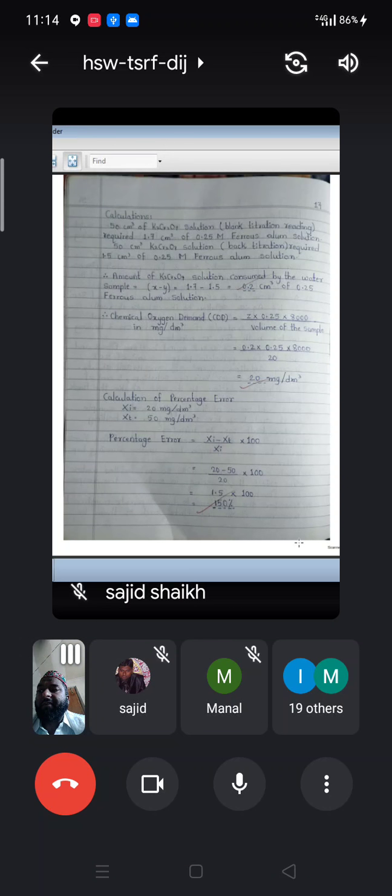Here 25 you have to write. We have taken the 25, make the correction again there. 25 you have to write. Therefore, amount of the K2Cr2O7 solution consumed by the water sample, that is x minus y, is equal to 1.7 minus 1.5 is equal to 0.2 cm cube of 0.25 molar ferrous alum solution. Therefore, COD, chemical oxygen demand in milligram per dm cube, will be the Z. Z is nothing but that difference into 0.25 molar into 8000 divided by volume of the sample.